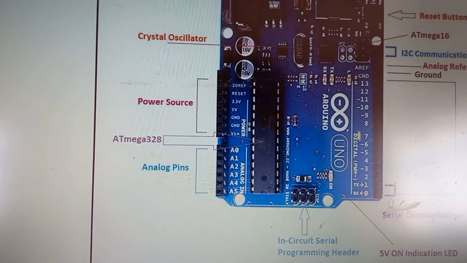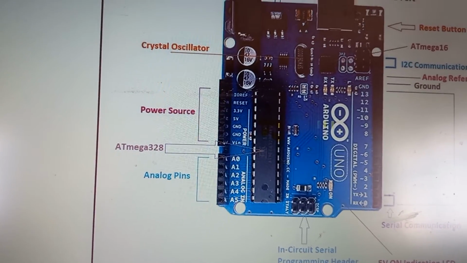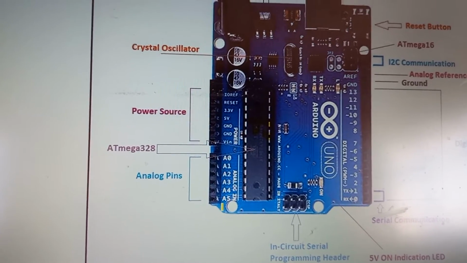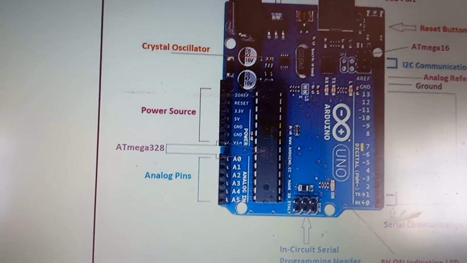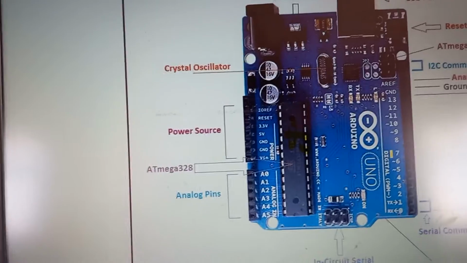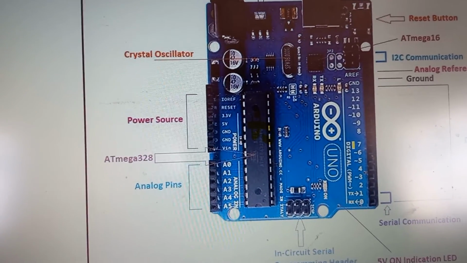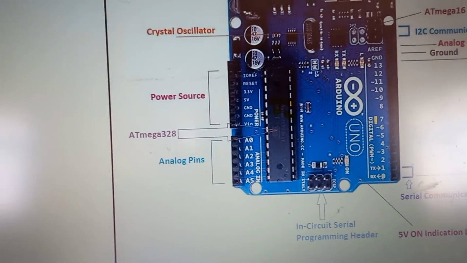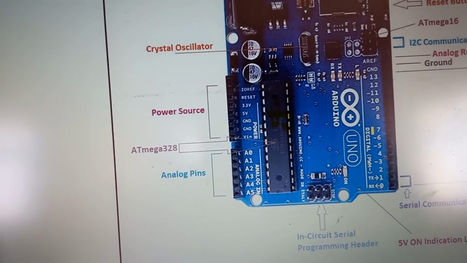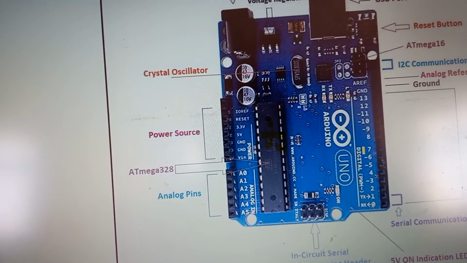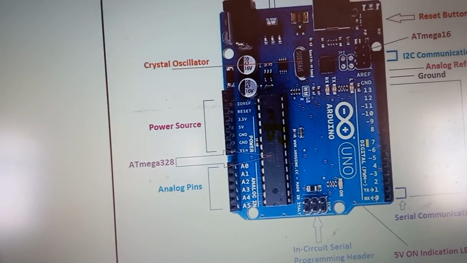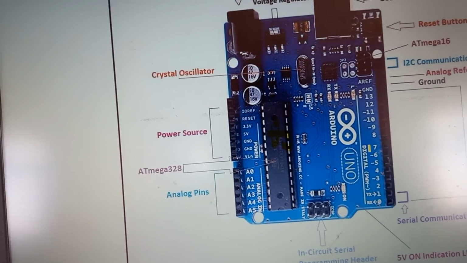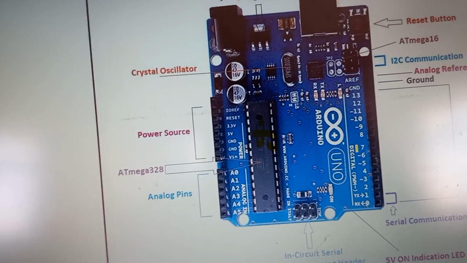Coming to the digital pins and analog pins: the digital pins start from D0 to D13 and the analog pins start from A0 to A5. All these pins function for input and output. Whenever we want to give some inputs or outputs, we can use all these digital and analog pins. As they work bidirectionally, we can use certain pins for input and certain pins for output. So the question arises: are they meant only for input and output? No. We can also use them for communication protocols and for generating modulated signals.